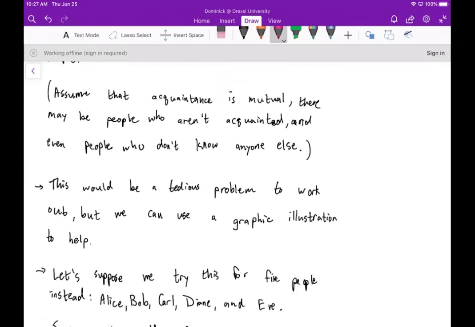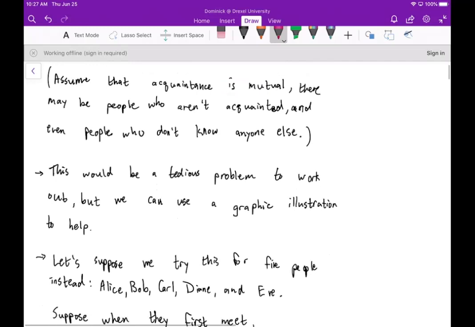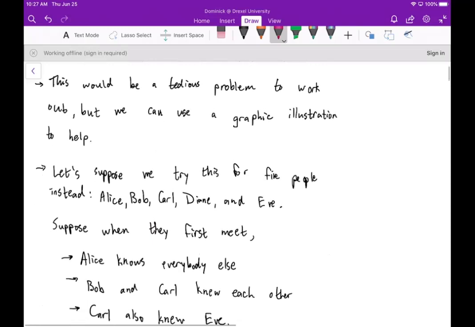Now, this would be a tedious problem to work out if we were to try to list all of the different scenarios. But one thing that we can do is we can use sort of a graphical illustration to help. Now, let's just start this with a small sample first. So we're going to suppose that we try this for just 5 people instead. And just so that we can use the first 5 letters of the alphabet, we're going to name these 5 people: Alice, Bob, Carl, Diane, and Eve.